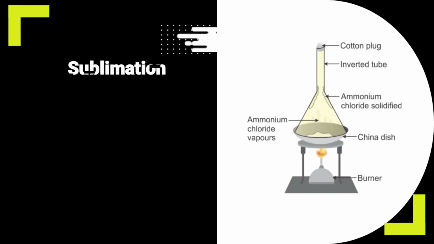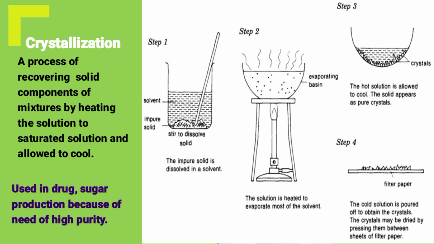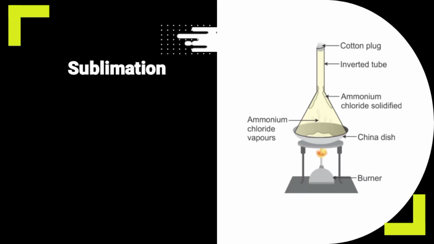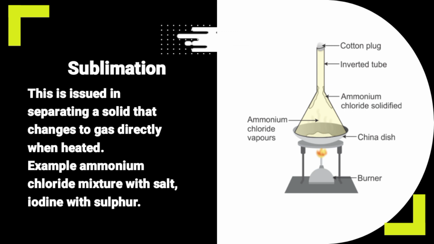So let's look at another one, sublimation. If you go back to crystallization, I said something about step 2 being evaporation. If, for instance, we add an inverted tube or inverted funnel, we are going to have what we mean by sublimation. Sublimation is a process that we use to separate solids that change to gases directly when heated. That is, they will not pass through liquid, they will move directly to gases.